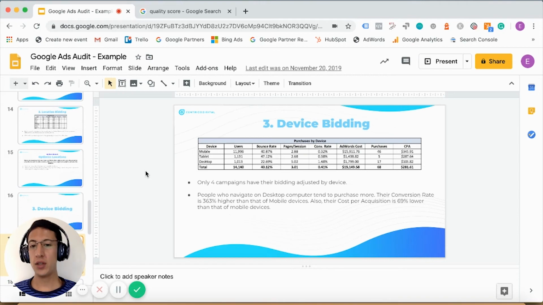Then we also look at other metrics such as device bidding. So for example, with this client, we saw that most of their purchases came from people who saw the ad on their mobile devices, on their cell phones. However, the cost per acquisition for someone who is searching on their mobile device was 3 times larger than that of people who saw the ad on their desktop computers. So again, if we already have this data, then it makes more sense for us to try to boost sales on desktop just because they are more efficient in terms of cost per acquisition.